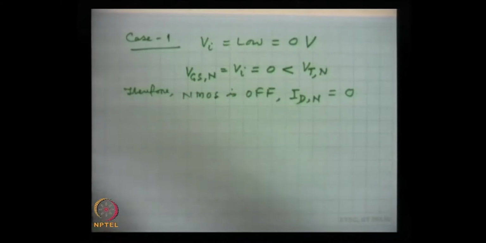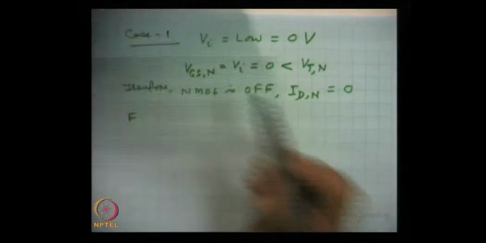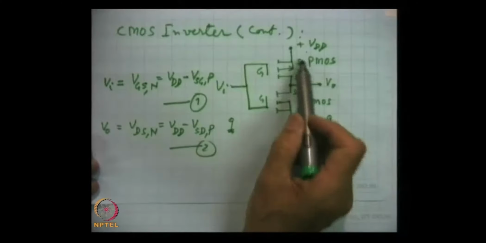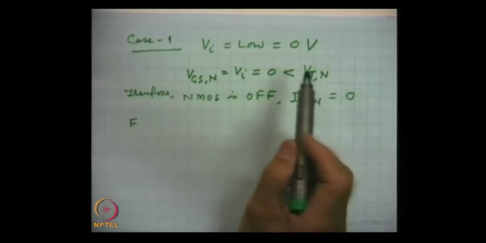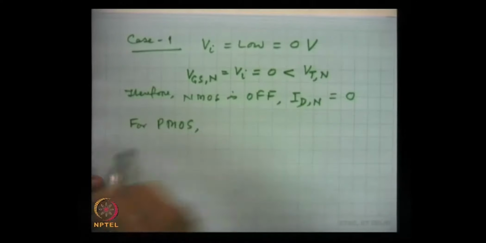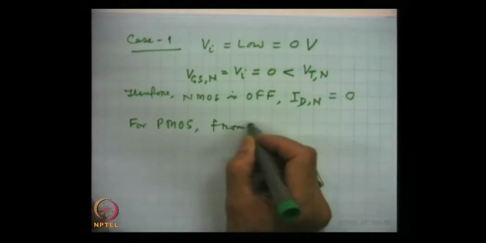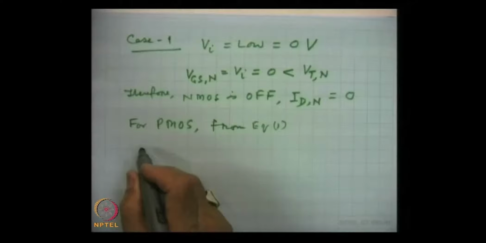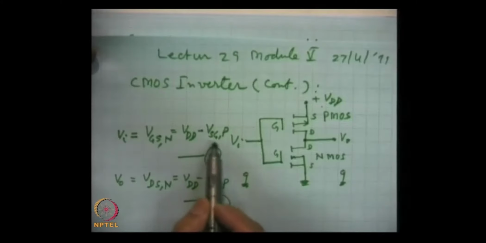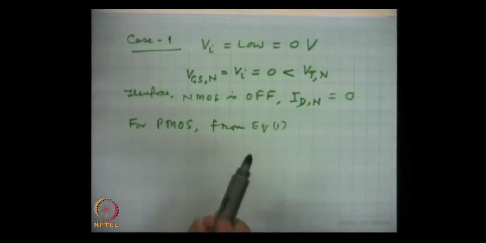So the NMOS is off. Now, let us find out, when the input is low, what about the PMOS. For the PMOS, from equation 1, we write VSGP, which will be equal to VDD minus VGSN.